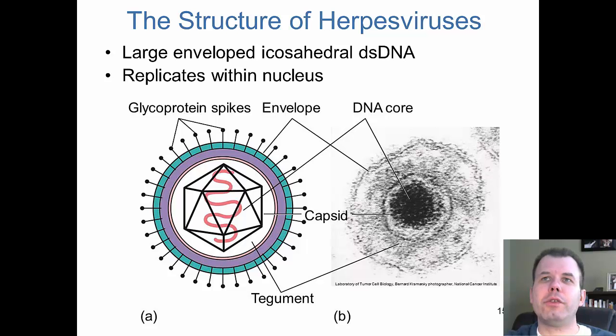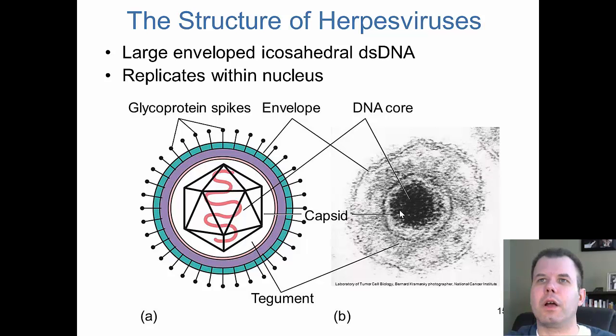Again, the herpes virus is a large enveloped icosahedral double-stranded DNA virus. You can see the icosahedral capsid on the inside, here's the double-stranded DNA, and then the envelope with the spikes. The spikes are the keys that allow it to bind to the cells. Here's a picture of it under an electron microscope. Again, you can see the outer envelope, then you have the DNA on the inside and the capsid. You can kind of see the icosahedral shape here. It's not really easy, but you can see some of that.